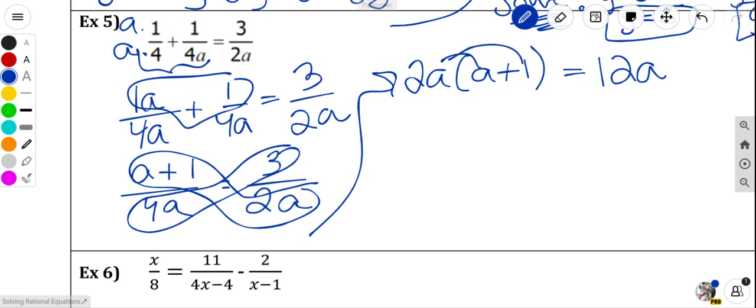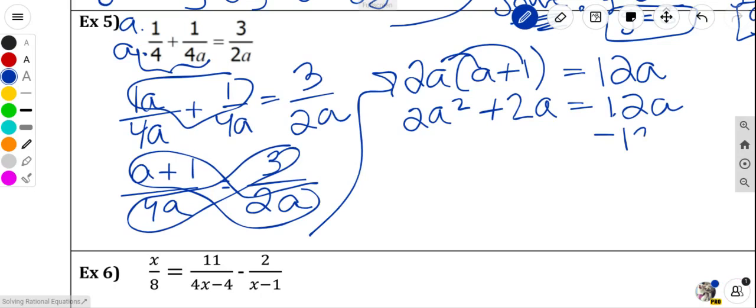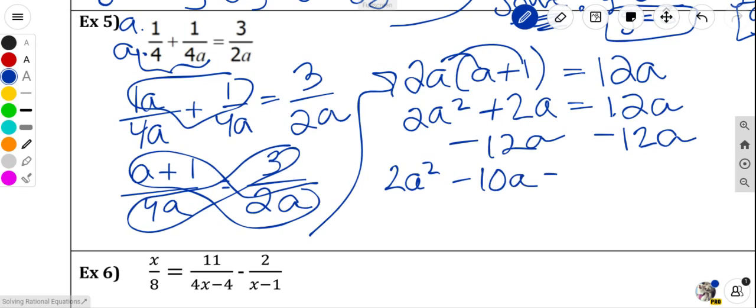So now we're going to distribute. So this is going to be 2a squared plus 2a, and then 12a on the right. Notice we have a quadratic again. So now we have to bring this 12a over to the left-hand side where that quadratic is. So this is 2a squared minus 10a equals 0.